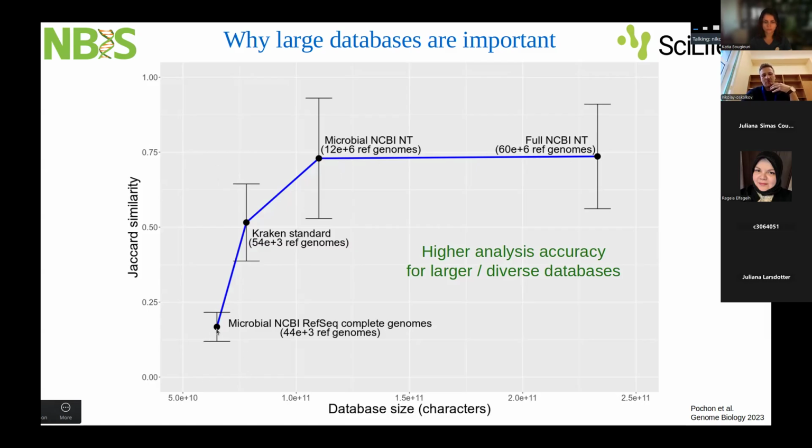But otherwise, I hope you can see that just complete NCBI-RefSeq was very inaccurate. And you should do better than this. You should include more. Your database should be diverse. Ideally, it should include all organisms. Preferably, if you want to be completely unbiased and open-minded, all organisms across the tree of life.